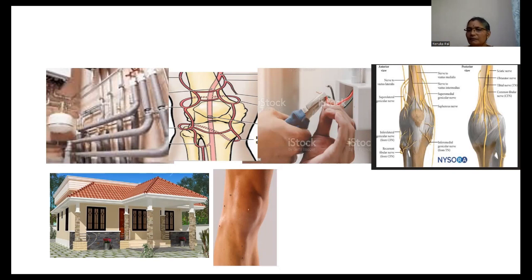The posterior aspect is innervated by the popliteal plexus, which is formed by the tibial and the fibular nerve. And to some extent, there is a contribution of the posterior division of the obturator nerve. So the main nerves are femoral, obturator, and sciatic. The rest are all branches of these three nerves. Can I move on, ma'am?